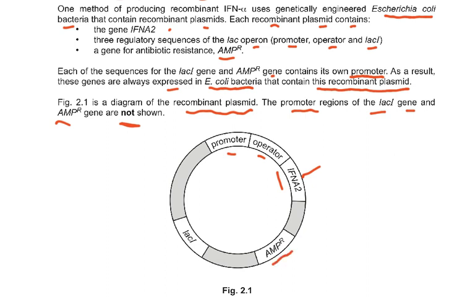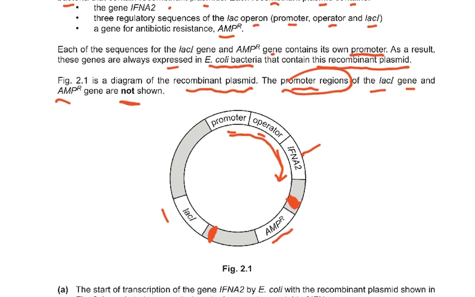The promoter regions have not been shown, so they will be somewhere just before each gene. There will be a promoter region here, and then if we look here, it will be somewhere here, because promoter comes first. So the promoter for the AMPR here and the promoter for lac-I here. The promoter regions of the lac-I and the AMPR gene are not shown.